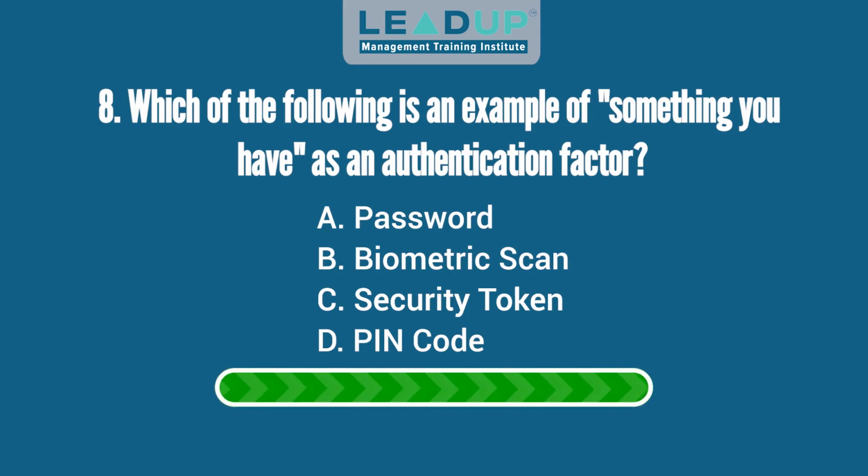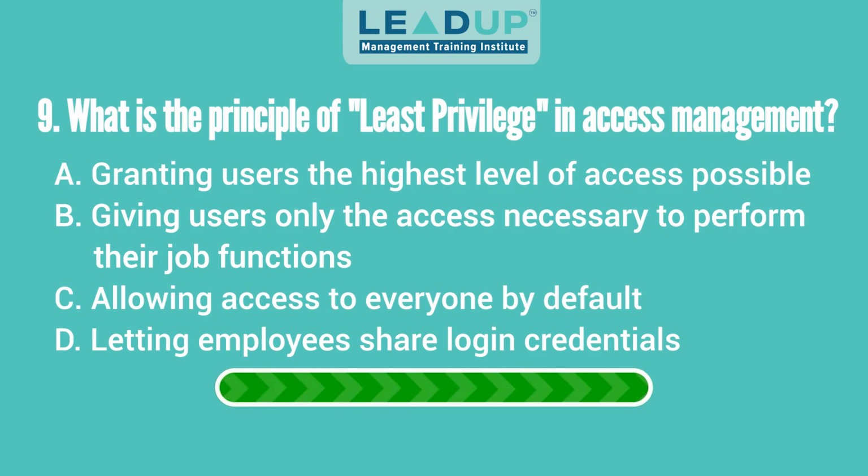Question 8. Which of the following is an example of something you have as an authentication factor? A. Password. B. Biometric scan. C. Security token. And D. PIN code. Answer: security token. Question 9.